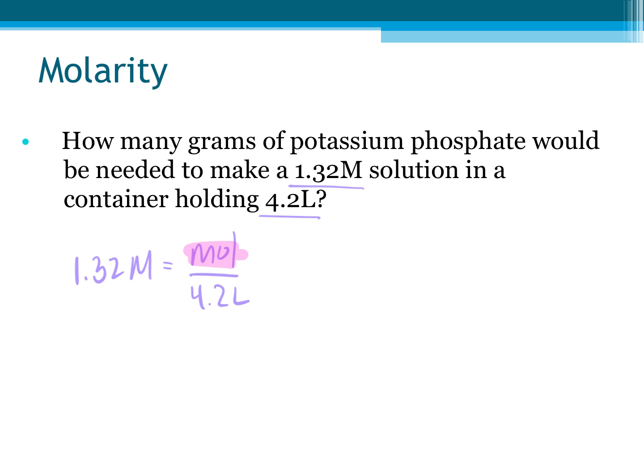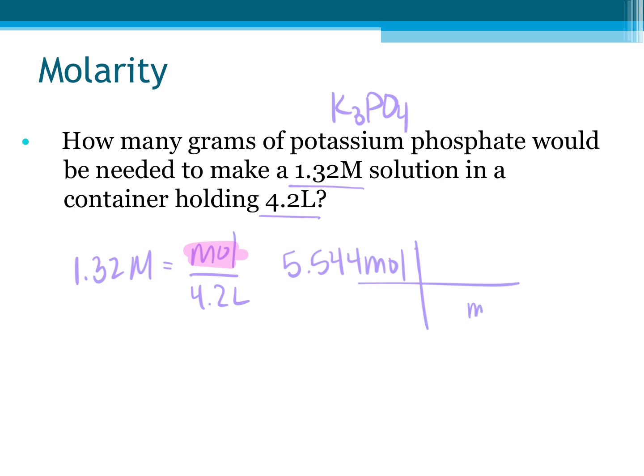So you don't have to find the... Sorry, we are still going to find grams. Yes, I just meant for the moles part, but yes, you're right. So I came up with like 5.544 moles. Okay, and we've got to know what potassium phosphate's formula is because we're going to have to find grams. So we need to know what its formula is. K3PO4. Good, that's what I have also. K3PO4.